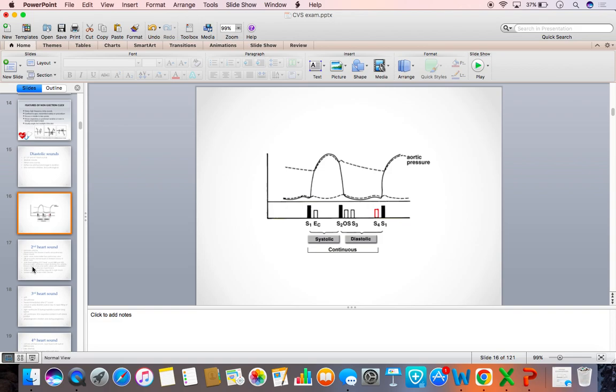This graph shows the first heart sound, ejection click, second heart sound, then the diastolic sounds following the second heart sound: opening snap, second heart sound, and third heart sound. So you have got the graph depicting the systolic phase, the diastolic phase, and the continuous phase, including both systolic and diastolic.